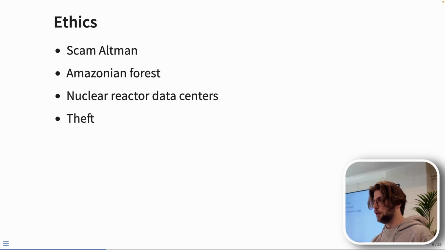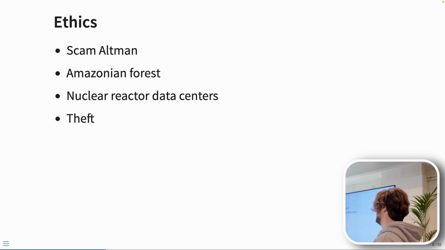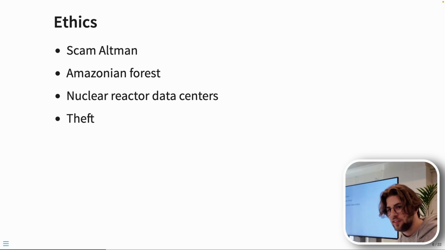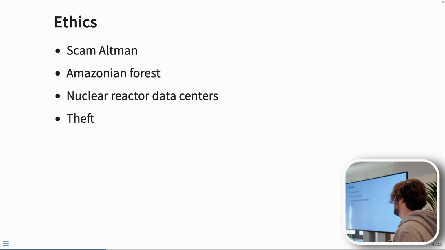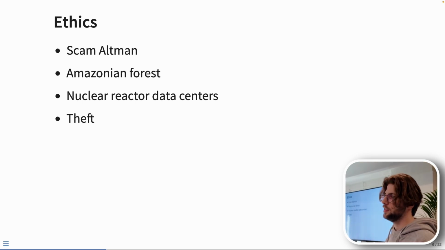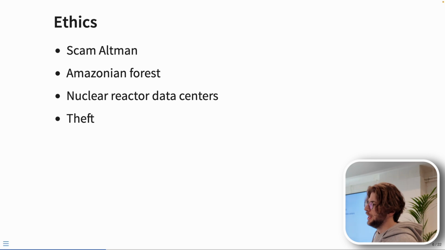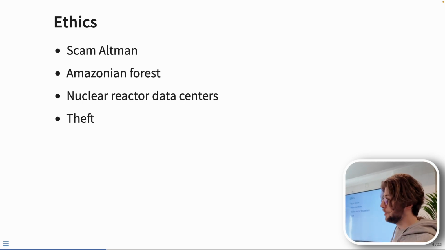Amazonian forest: you ask three questions about your code to ChatGPT and you're done, two liters of drinking water and the ice cap melted by a kilo. Nuclear reactor data centers, it's like, are we actually sure that this is the best way forward? And then of course, the good old theft, right? IP questions, how it was trained, and what's up with copyright and all of these.